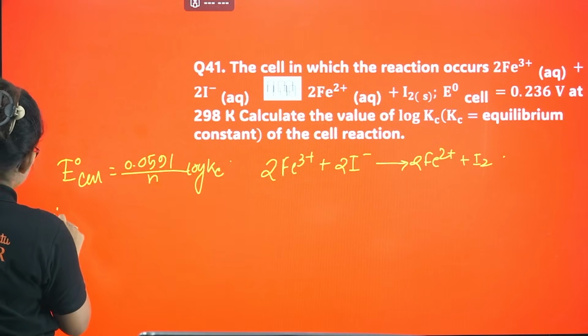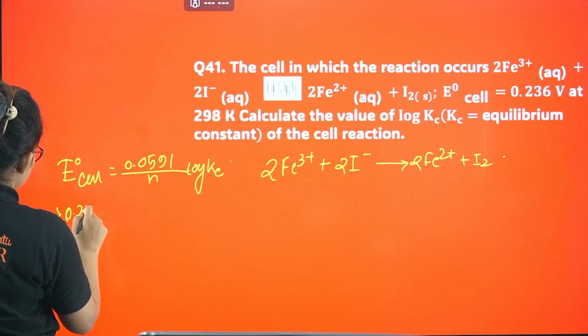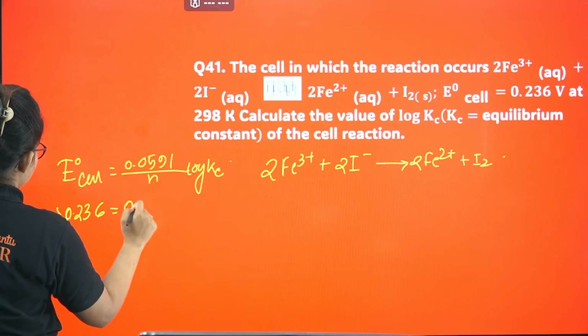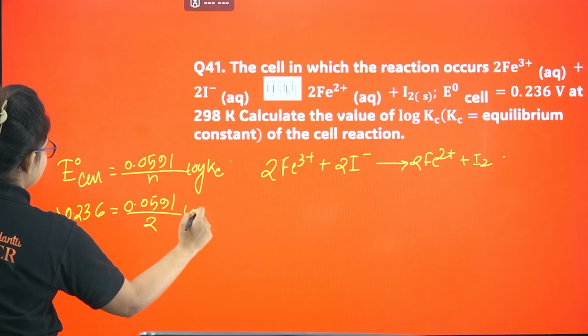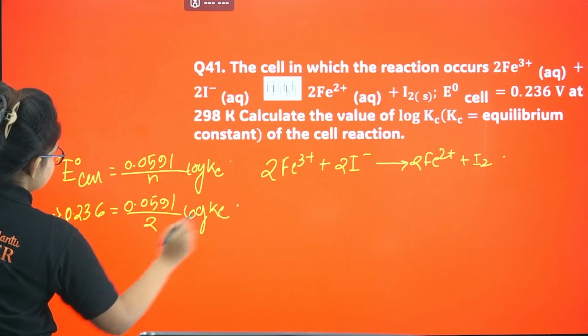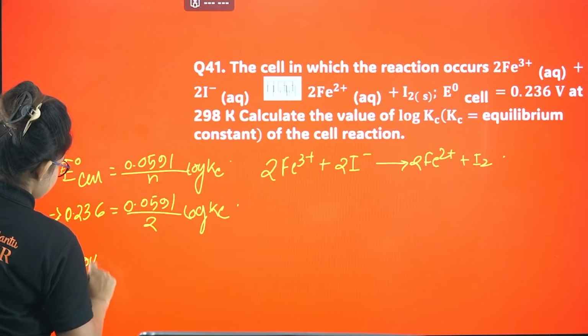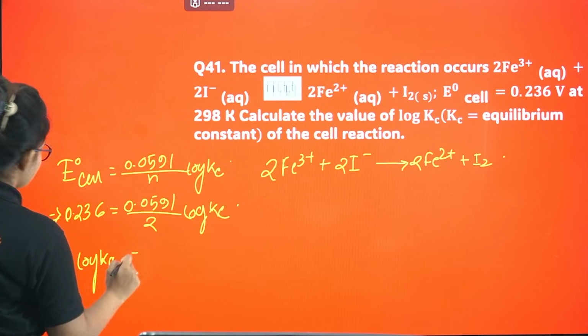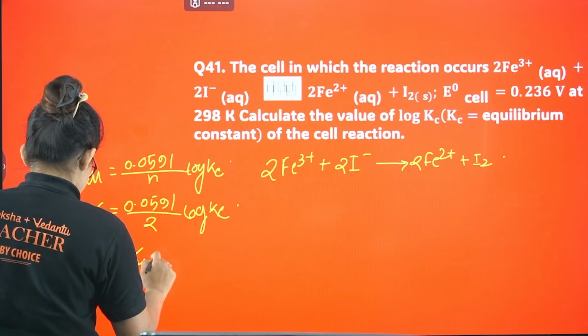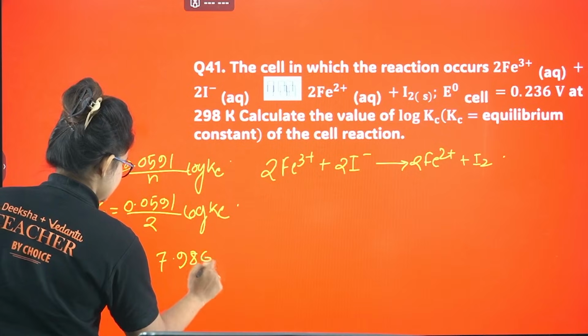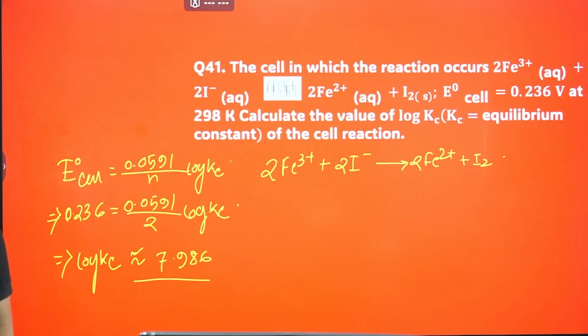So from here E0 cell I can calculate: 0.236 equals 0.0591 divided by 2 into log Kc, right? So from there log Kc you can just calculate. Okay, your answer will come up to be something like 7.986. Okay, I guess this is clear to you.